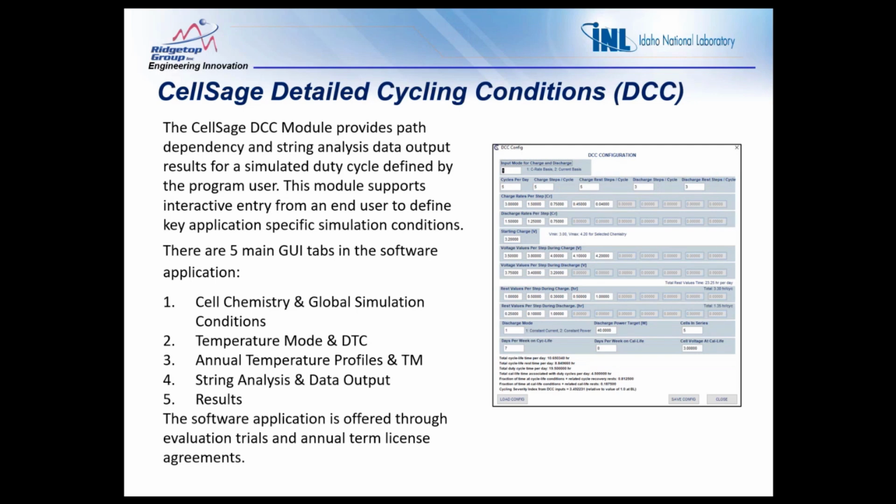So the DCC module, we touched on it when we were looking at the family of modeling tools for CellSage. It stands for detailed cycling conditions. And this unique capability really allows us to look at very detailed steps associated with a duty cycle. So whether it is for an electric vehicle, a grid energy storage system, a string, pack, or module level, we can look at the different charging steps associated with that and simulate the effects of cycle life and calendar life aging for that particular cell and string. So some of our ongoing research is to extend that capability to the module and larger system level when looking at larger systems such as a complete electric vehicle or hybrid electric vehicle.